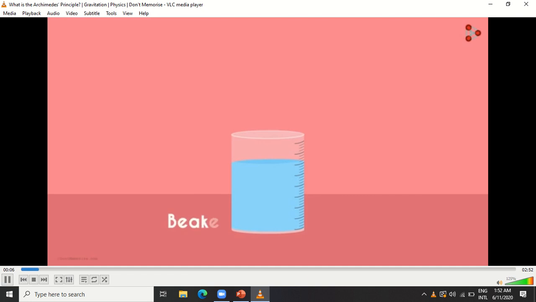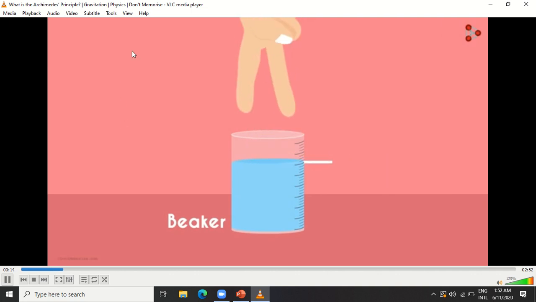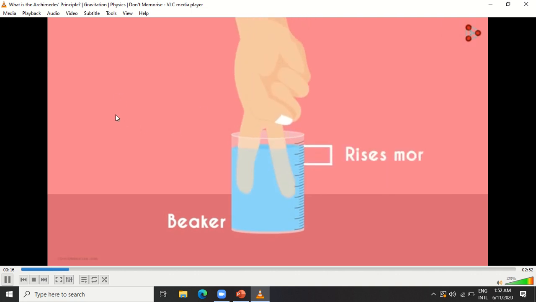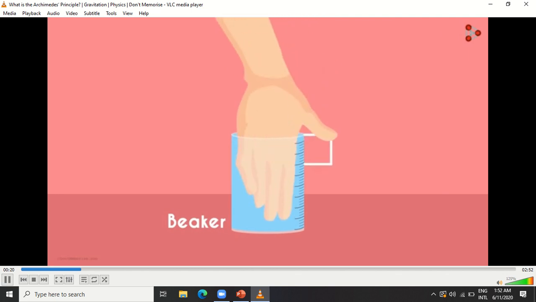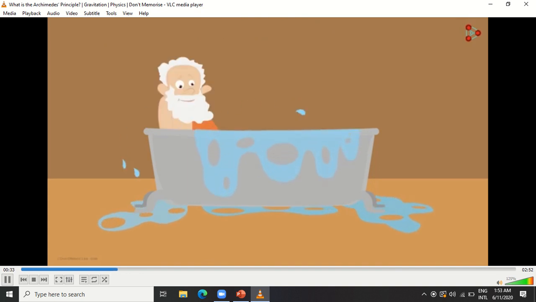Say you have a beaker filled with water and you put your index finger inside it. You'll observe that the water level rises slightly. You put in 2 fingers, the water level rises a bit more. And now when you put in your hand up to the wrist level, you'll see that the water level increases significantly. The ancient Greek mathematician Archimedes observed something similar when he got into a bathtub. When he got in, he realized that the level of water went up.